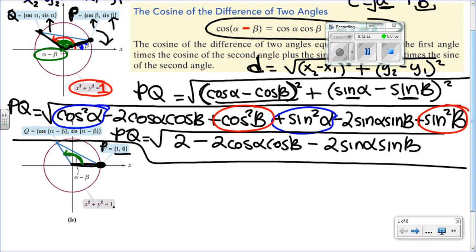How do we call that angle? It's the difference between the two, so that was angle alpha minus beta, right? So right there. And then the point is still point Q. However, now we're going to use cosine of alpha minus beta for the x coordinate, and sine of alpha minus beta for the y coordinate. Okay? And I'm going to calculate the distance formula again.